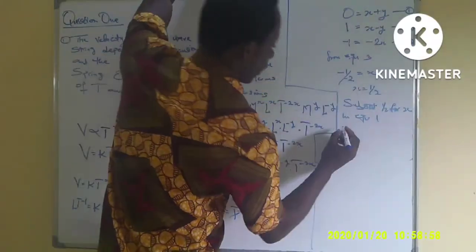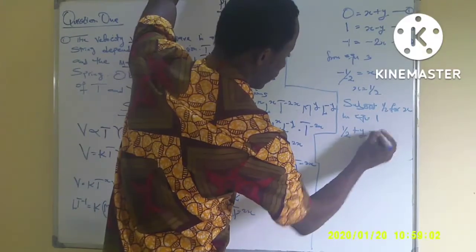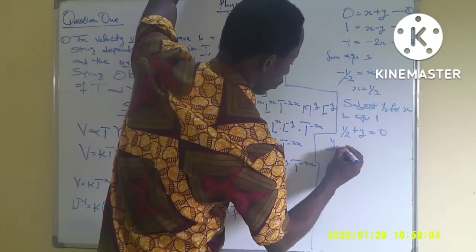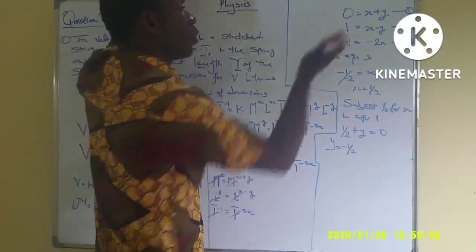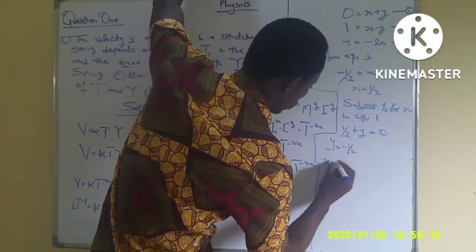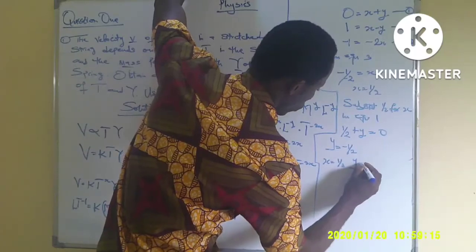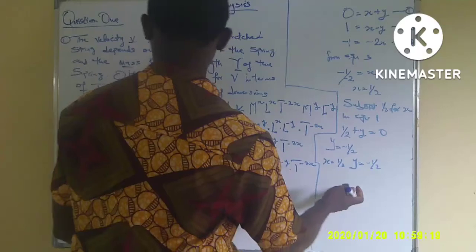So coming back to equation 1 now, we have 1 over 2 plus y is equal to what? Is 0. So y is equal to what? Minus 1 over 2. So there's no need of having our equation 2 again because we've gotten our x and y. So x is equal to 1 over 2, y is equal to minus 1 over 2. So let's come back and substitute this into the equation.